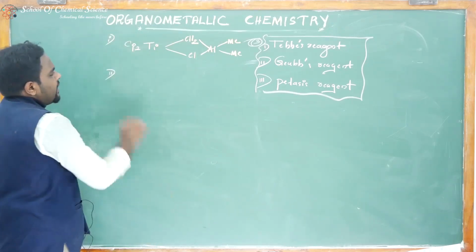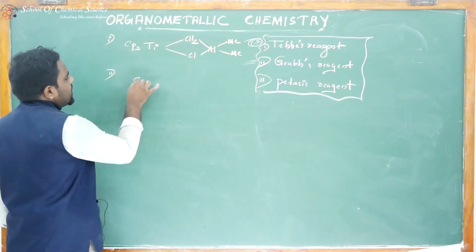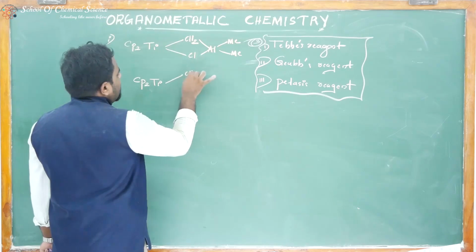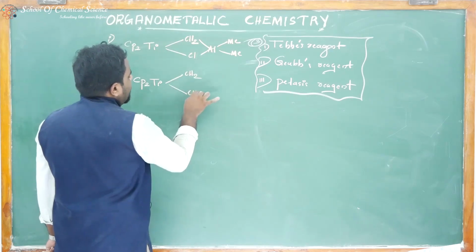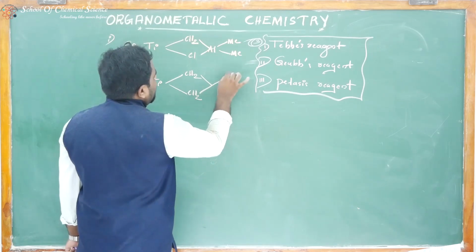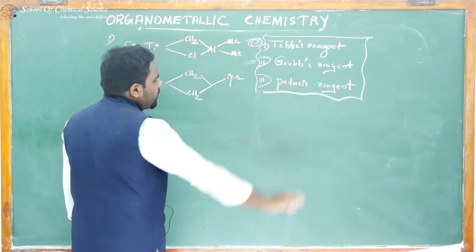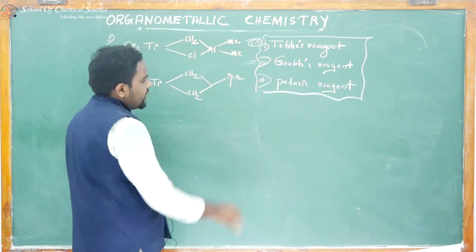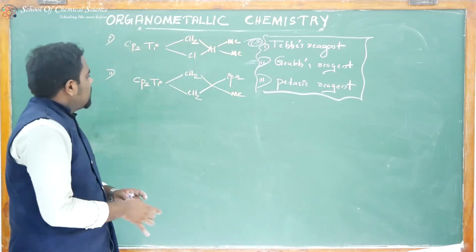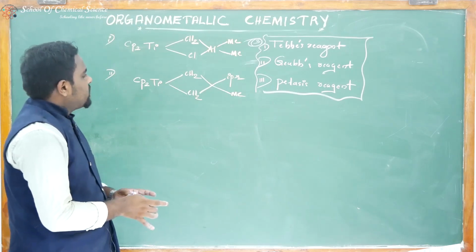Second one, Grubbs reagent. Grubbs reagent is Cp2 titanium, here CH2, here also CH2, then here an isopropyl group and a methyl group. This is called the second one, Grubbs reagent.